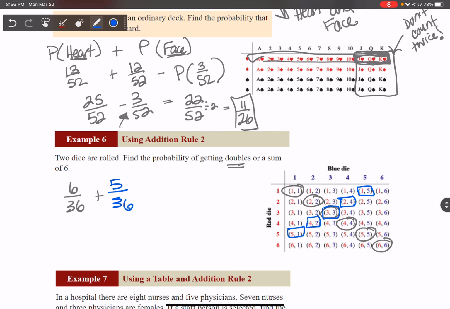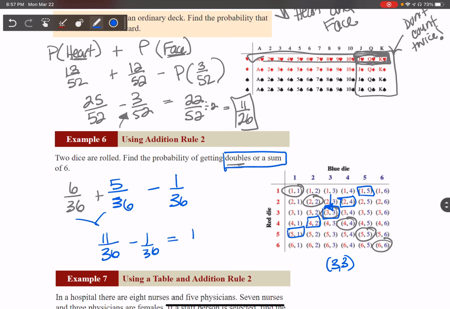Okay. And then we have to subtract a double and the sum of 6. Okay. Being a double and a sum of 6. There was one that we did twice, and that was this one here, the 3 and 3. That is our double and the sum of 6. So we can subtract that 1 out of 36. So here we get 11 out of 36 minus 1 out of 36, which gives us 10 over 36, which reduces to 5 over 18.